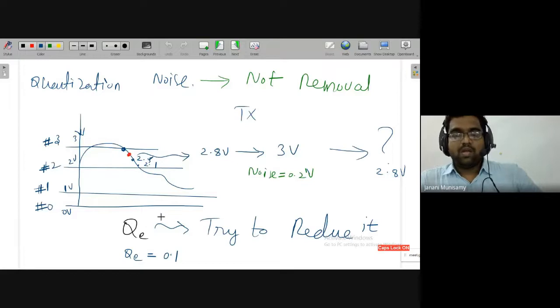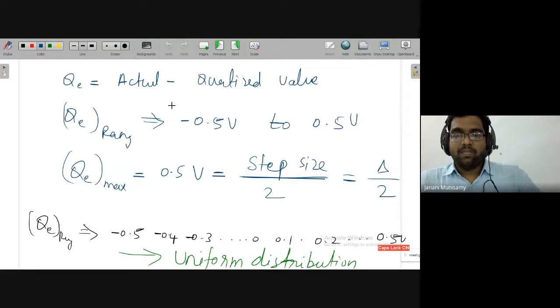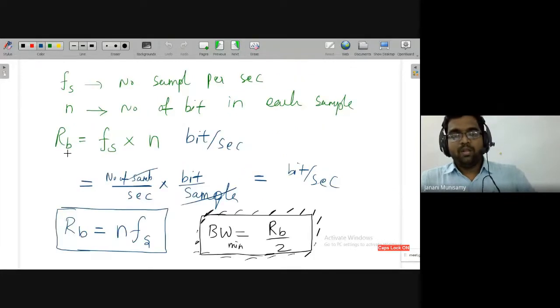Then we have seen the quantization error. What is the maximum quantization error chance? Okay, the maximum quantization error is related to the step size, that means del divided by 2. Then what is the overall bit rate? That is RB is equal to n times of FS.